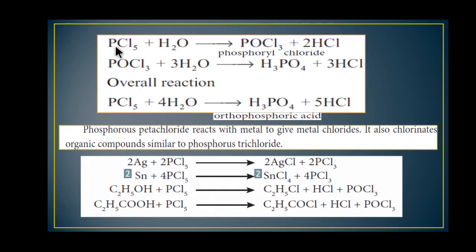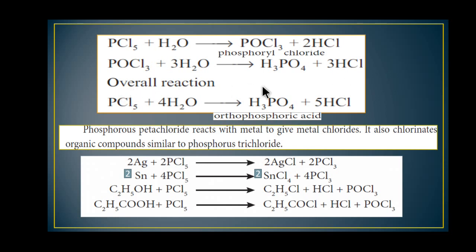And the other one, PCl5 reacts with water. Is it clear? Reacting with water will give the product POCl3. What is POCl3? Phosphoryl chloride, and HCl. When phosphoryl chloride reacts with excess water, it will give the compound H3PO4. What is H3PO4? Orthophosphoric acid. Just note, H3PO4 is orthophosphoric acid and HCl is the excess product.